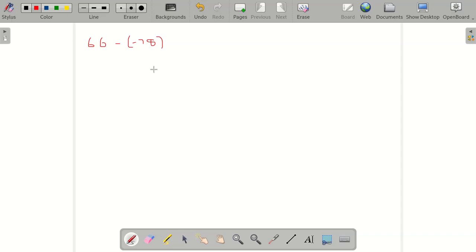Now, remember we are starting with our powers of 2. So 1 times 2, it's 2. 2 times 2, it's 4. 4 times 2, it's 8. 8 times 2, 16. 16 times 2, 32. 32 times 2, 64. 64 times 2, we have 128. So this is our 8-bit.